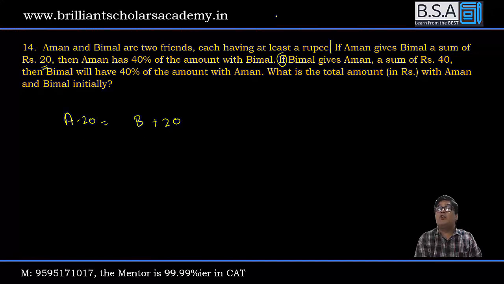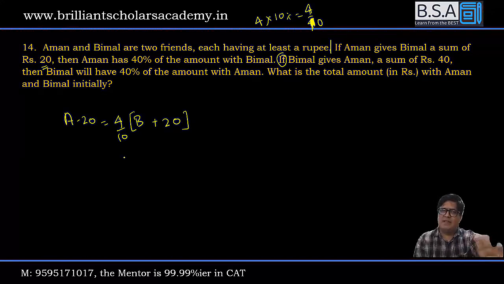Now do you remember this? 10% is 1 by 10. So what should be 40%? 4 by 10. So Aman has 40%, 4 by 10. और कैंसिल कर देना, 2 by 5 कर देना. ठीक है.